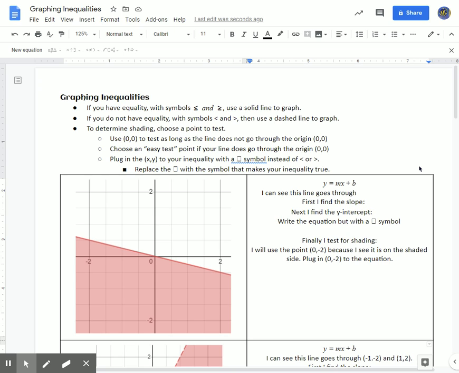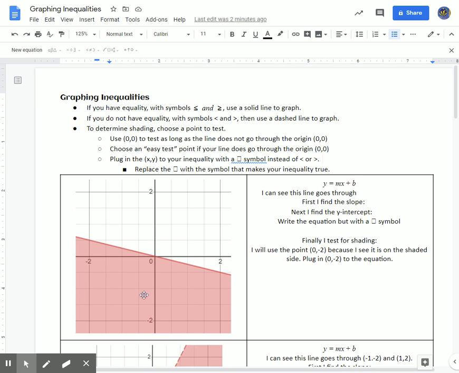Hi everybody, this is your video about graphing inequalities. So a quick review: the symbol tells you what kind of line. If there is equality, like this, you're going to use a solid line. If you don't have equality, strictly less than or strictly greater than, use a dashed line. And I'm going to show you how to write these and then to do the shading.